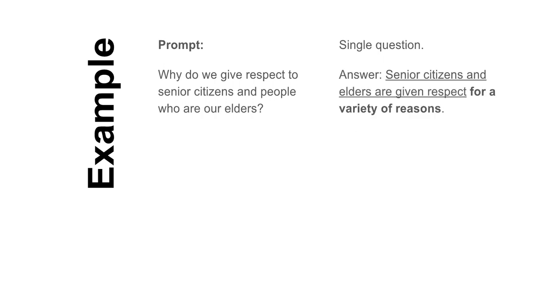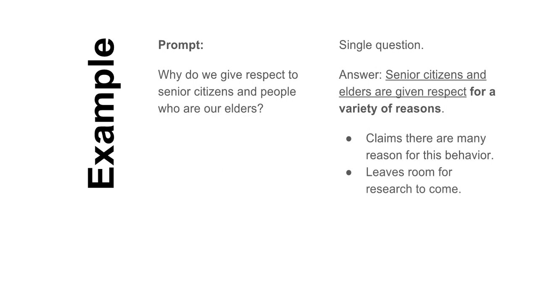Answer: senior citizens and elders are given respect for a variety of reasons. We haven't researched yet, so we don't have specific reasons, which means variety of reasons is vague enough to give us room to develop this thesis more as we research, but right now it's still definitive enough to be a statement. So this makes a claim. It says that there are many reasons that we give senior citizens respect. That's something you can prove or argue. We do have room for research, and it ends in a period. This is a statement, hence a working thesis statement.